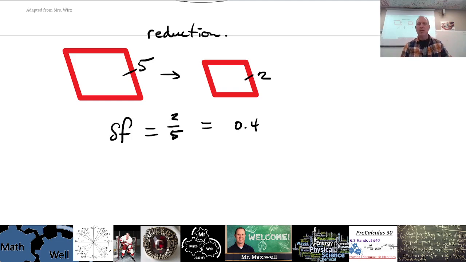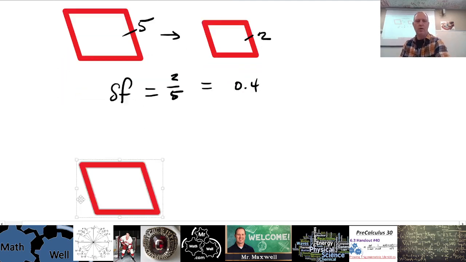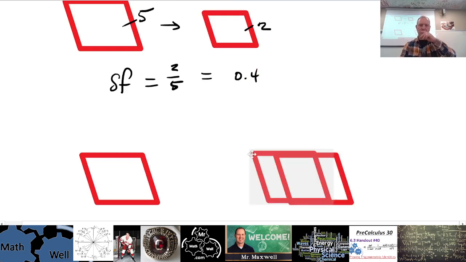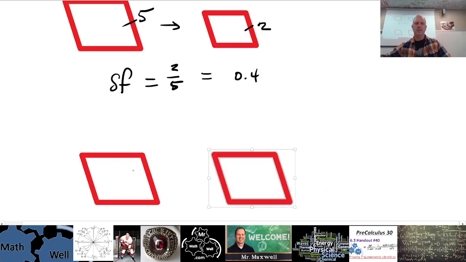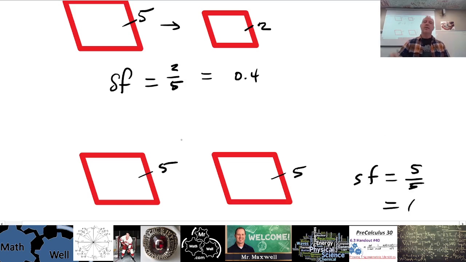Now think about this. If we have a scale factor of 1, what are the two going to look like? So here we go. This is a scale factor of 1, guys, because this is 5, and this is also 5. So a scale factor of 1 means that the scale diagram is exactly the same as the original. Does that make sense? Because the scale factor, 5 over 5, equals 1. So if we have 1 as a scale factor, that's the same size and same shape. There's no enlargement or reduction.